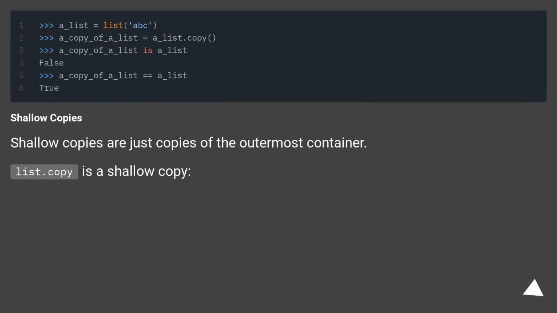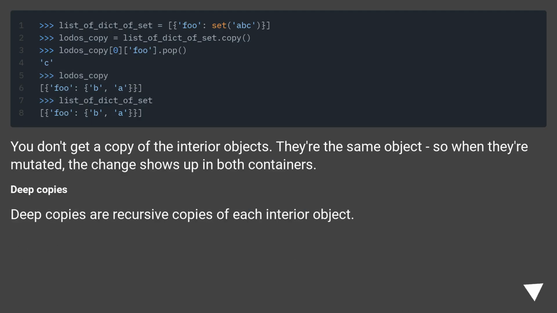Shallow copies. Shallow copies are just copies of the outermost container. List.copy is a shallow copy. You don't get a copy of the interior objects. They're the same object, so when they're mutated, the change shows up in both containers.